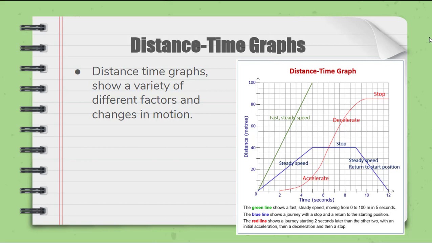The blue line, however, shows a journey with a stop and return to the starting position. So we start motion, it's constant motion, steady speed because we have a line. We then get to 40 meters after about 5 seconds, and then the slope is 0. Well, that tells us that we have stopped, that there is no motion because the distance stays the same. We then take a steady speed back to our starting position, again, because it is a straight line.